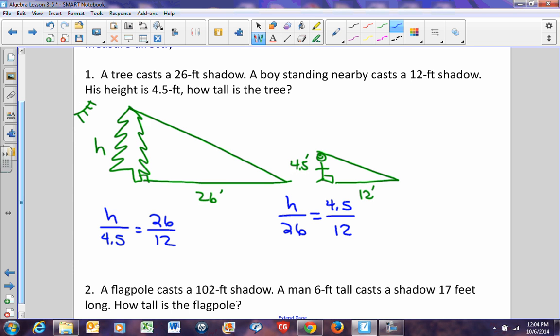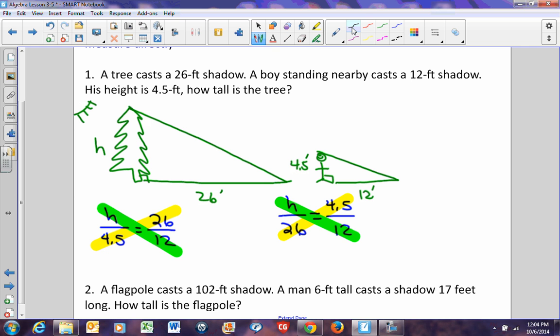Because in both cases, you'll notice, you're still going to multiply h times 12, and you're still going to multiply 26 times 4.5. Just be consistent. If you're going to go tree's height to tree's length, don't go boy's length to boy's height. You have to go height to height, length to length. You can't do height to length, length to height. It will mess everything up. You'll get really funny looking proportions.